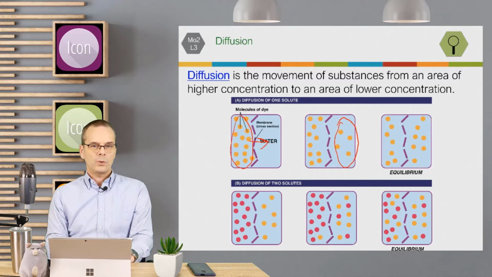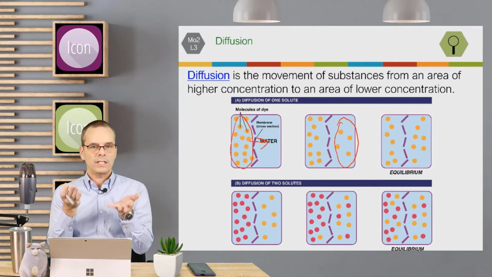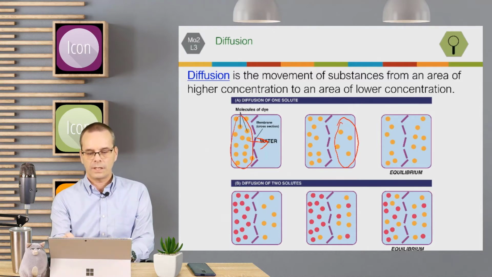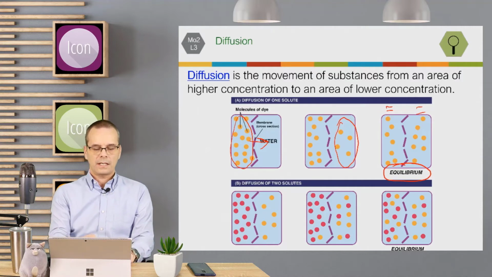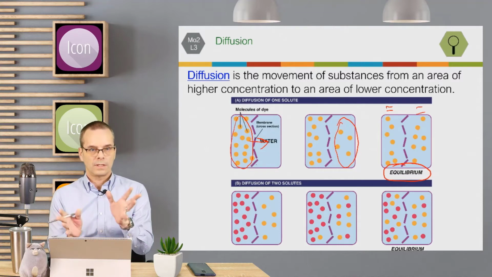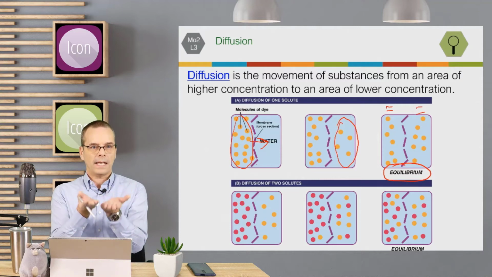Now, once you get equal amounts on each side of the membrane, we call that equilibrium. That's using basically one substance, so they're all orange right here. If there were two solutes or substances on each side of the membrane, it could still reach equilibrium by the red ones moving over, until finally it's much more balanced or equal.